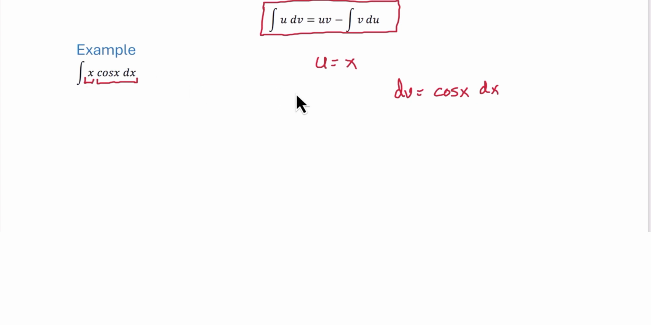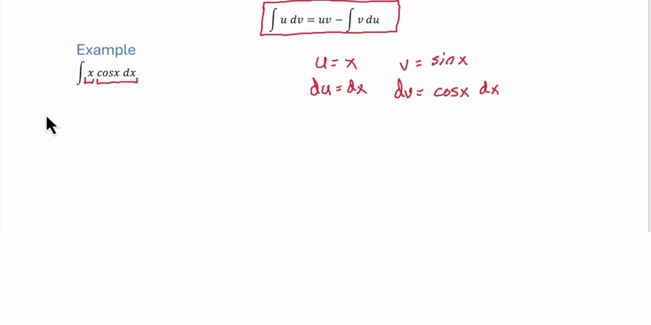Now coming over here, we want to take the derivative of u to find du. The derivative of x is 1 dx, or just dx. And then looking at the dv, we actually want to integrate that part. So the integral of cosine x is sine x.